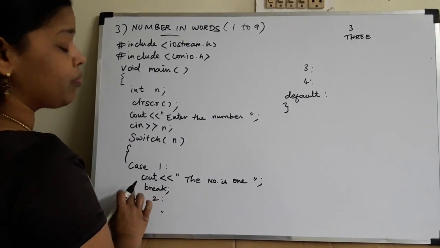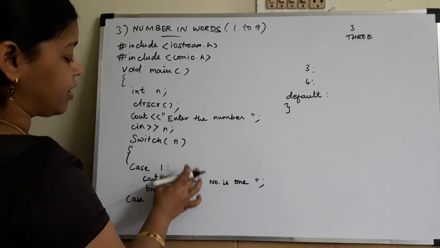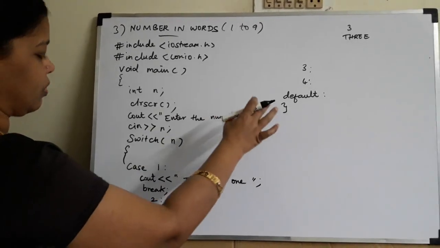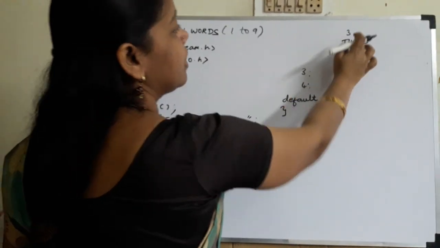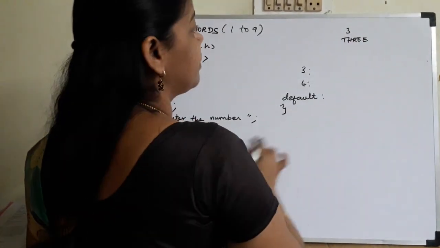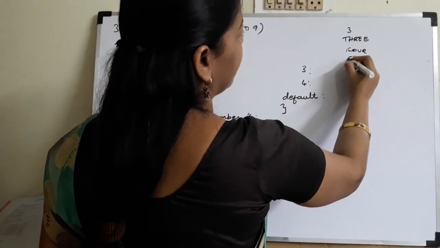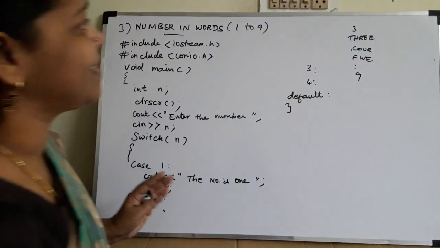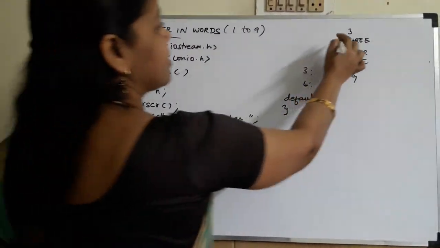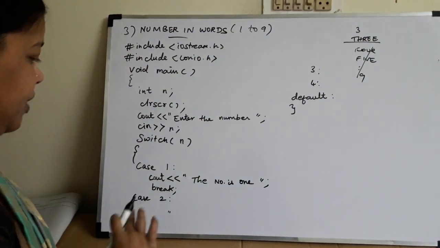Suppose you didn't give break, what will happen? If your answer is this 1, then it will execute the remaining case values also. Suppose from that place, if the answer is 3 and you didn't give the break, what will happen? 3, then 4 will come, then 5 will come. Like this, all the numbers up to 9, everything will be printed. But that is not a correct one. We need this answer only. So if this is the correct one, you have to give a break to come out of that particular block.